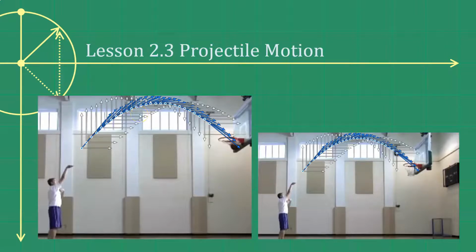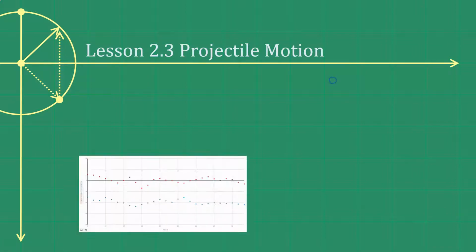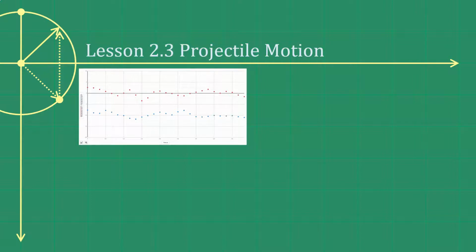Let's see if we can calculate those values for one of these instantaneous velocity vectors in the video. Let's see if we can figure out what the initial speed and launch direction of the ball is as it leaves this basketball player's hands. So here we go. We're going to bring in our graphs from our video analysis. First of all, I'm going to bring in our acceleration time graph.